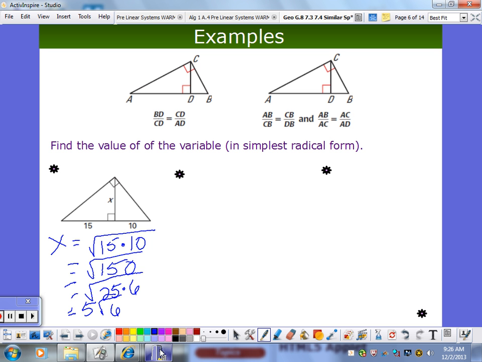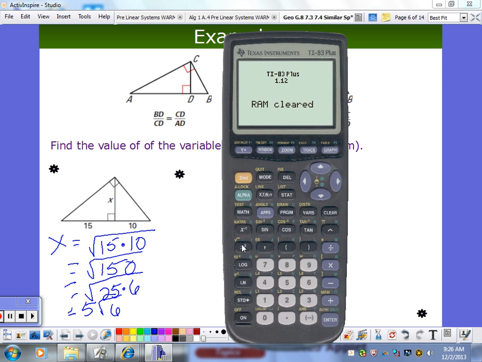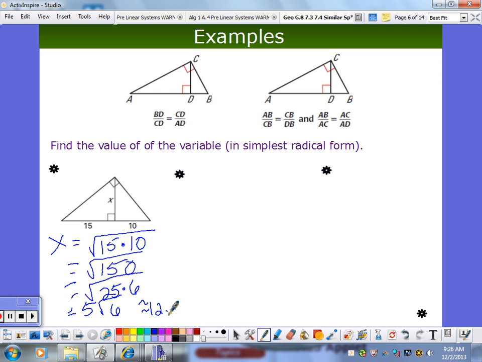Now what if it said, to the nearest tenth, find this? Well, what would I do? That's a little bit easier. I just go to my calculator. It's going to be the square root of 15 times 10. To the nearest tenth, what is it? 12.2, if they wanted that.